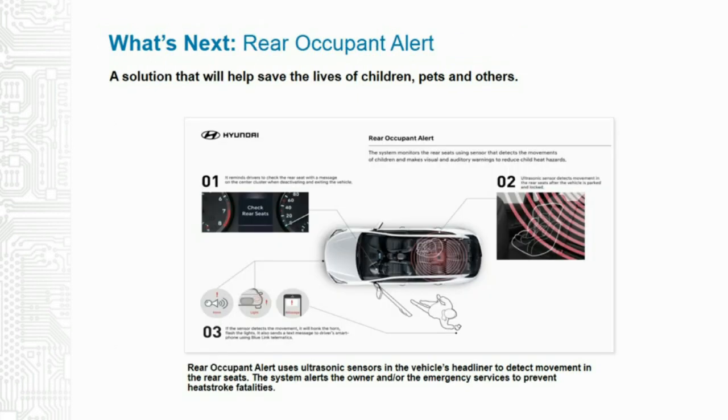The last of these features that I'm going to talk about, again, you're going to see very soon, is rear occupant alert. Leaving a child, or anyone for that matter, in a parked car in hot weather is an invitation for disaster. So we're already seeing systems put in place that will alert you via your phone if you've left the car that there's something going on in the back seat.